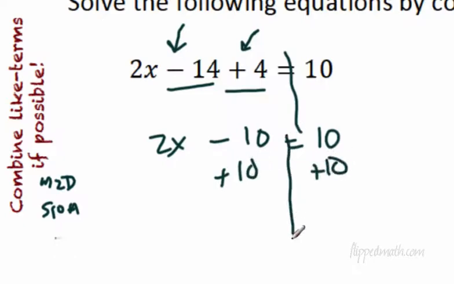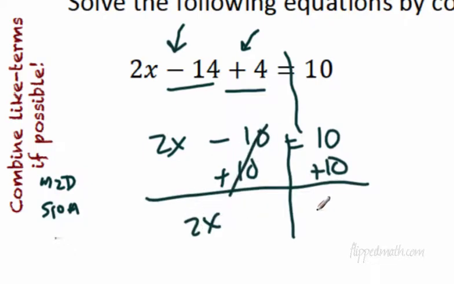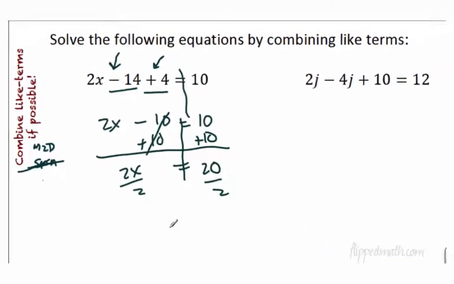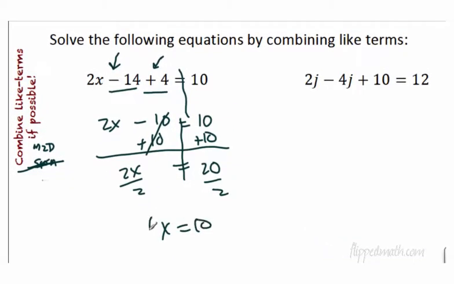Let's get that line down the middle. Read it left to right. So 2x comes down. The negative 10 and the positive 10 cancel. We have an equal sign. And we have a 20. Now, there's that step. We want to divide by 2. So divide each side by 2. We get x equals 10. We're done with that one.